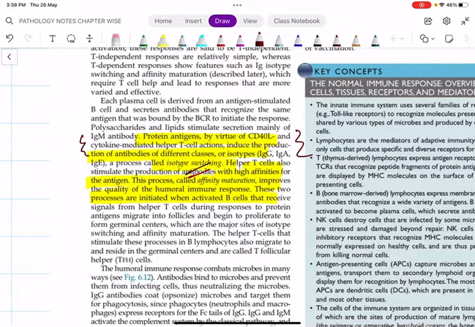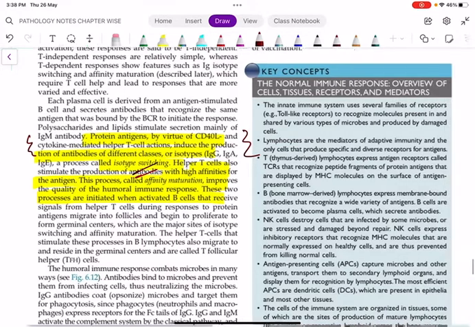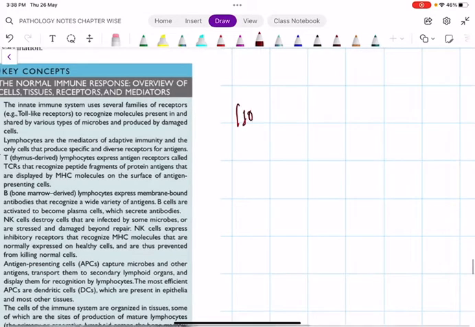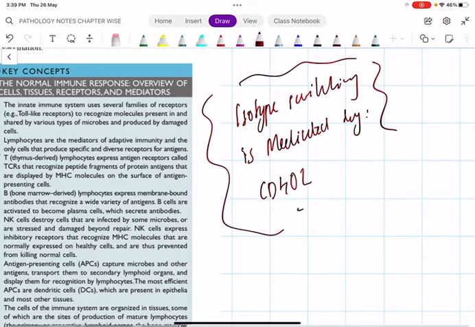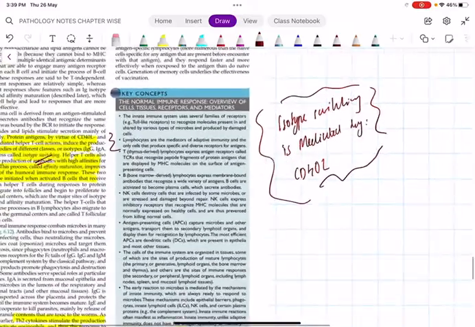This is what we call isotype switching. Here comes an important MCQ question. Isotype switching is mediated by CD40 ligand. This question has been asked in JIPMER a few years back.